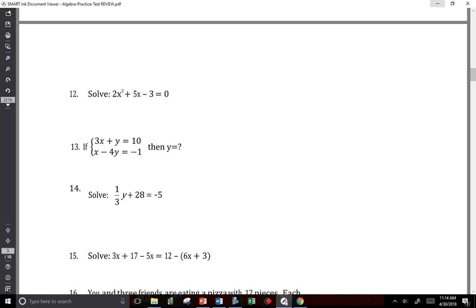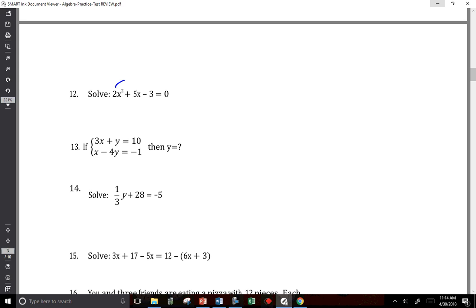So we have x squared plus 5x minus 6. And then what does that factor to? It's x plus 6 and x minus 1. Yes, it is.